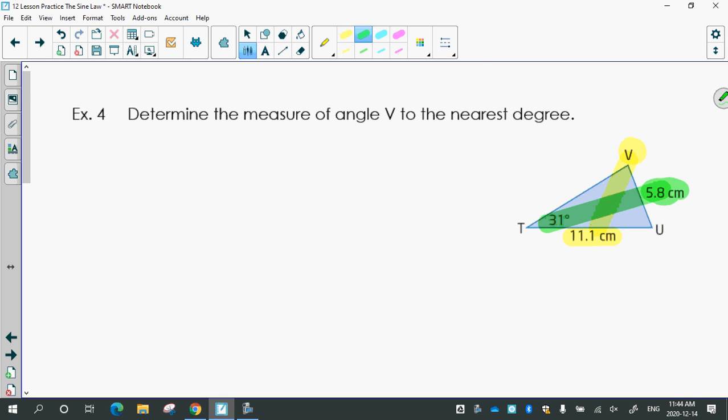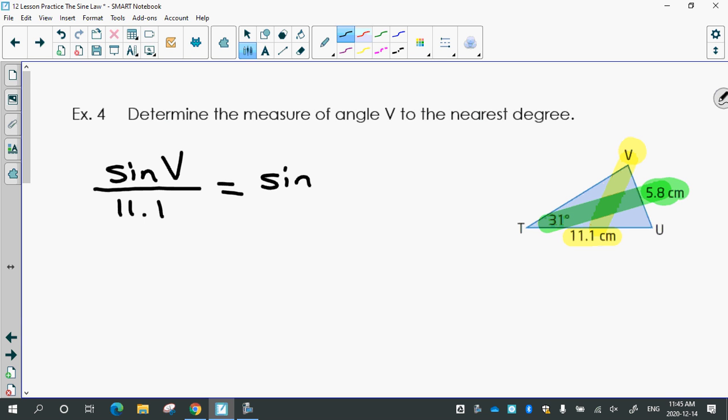But this time I'm finding an angle, so I want to start off with the angle part on top, but it has sine attached to it. So it's the sine of angle B, over the opposite side, which is 11.1, is equal to the sine of 31 degrees over the side opposite it, which is 5.8. So that's what your initial equation would look like. When you have an angle on top, you have to have sine with it. You can't have an angle by itself to start off the sine.